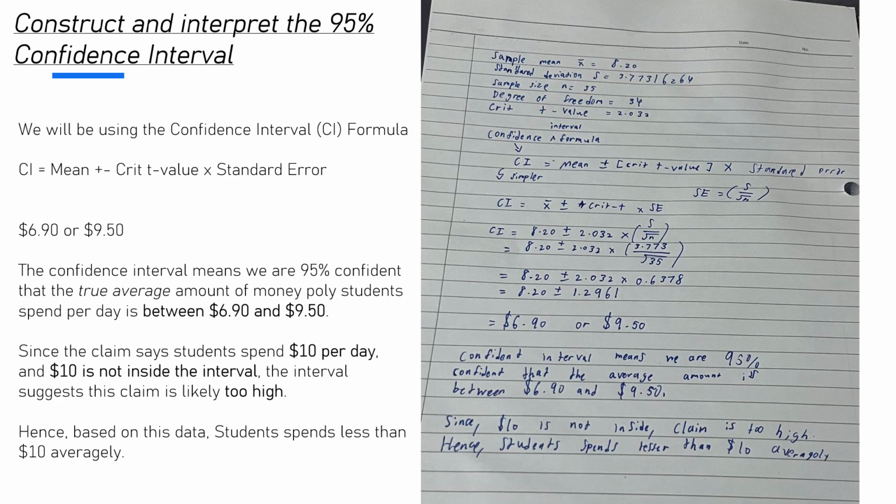So what we can infer from this is that the confidence interval means we are 95% confident that the true average amount of money poly students spend per day is between $6.90 and $9.50. Since the claim says that students spend $10 per day, and since $10 is not inside the interval, it suggests that the claim is likely too high. Hence, based on this data, students spend less than $10 on average per day.